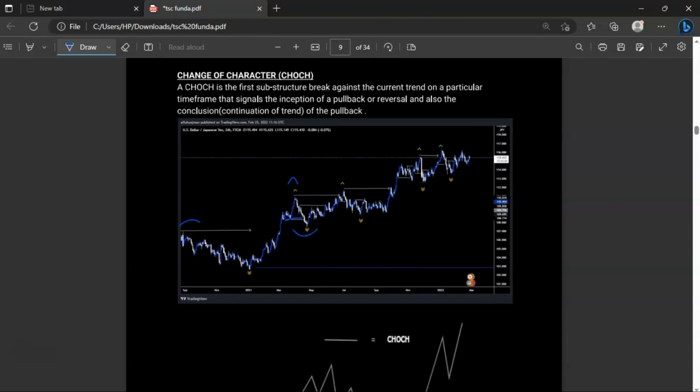And price decided to pull back. And how do you know the pullback is over? You get another change of character. First substructure break against this internal move, and that was it. Same level. After price starts to pull back, a change of character, like so. So I will explain this much more deeper. Don't worry as we proceed. We're still within this topic.